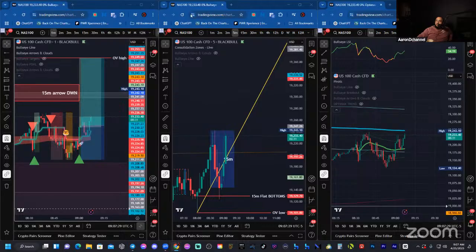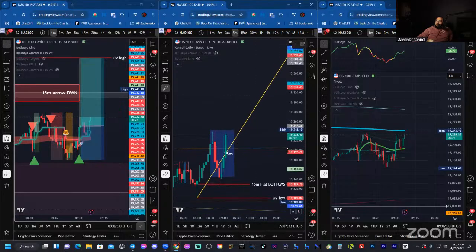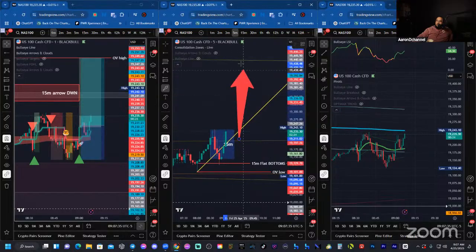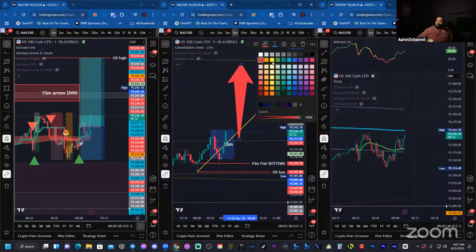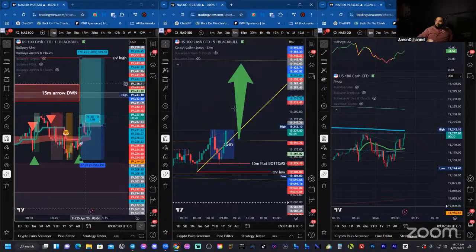All right, here we go. Everybody needs to get their arrow now. And we need to go here. Up, and it has to be green. Come on now. 15-minute cloud.